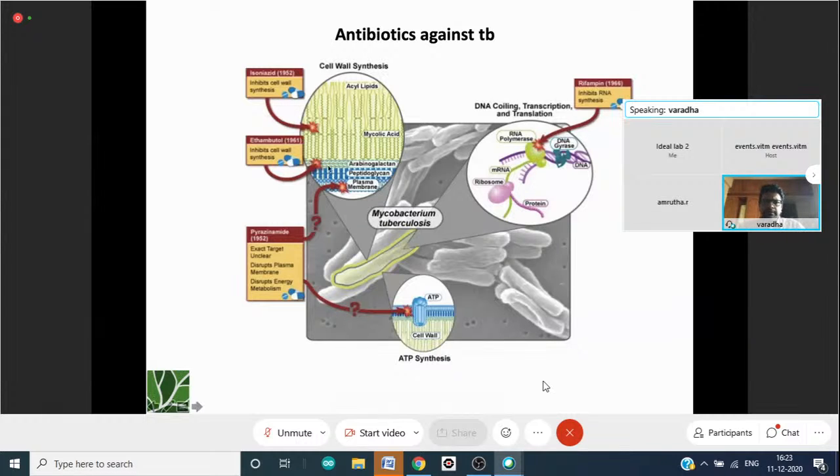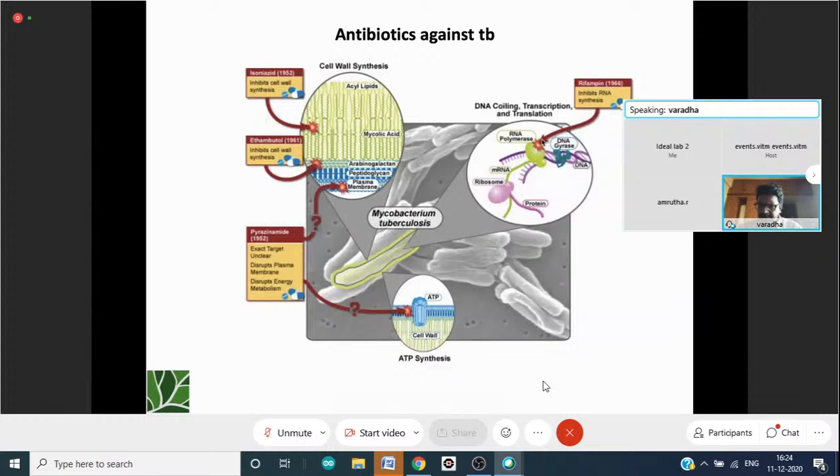So today we have antibiotics that target different types of pathways. We have isoniazid and ethambutol that affect different parts of the cell wall. Then we have rifampicin that inhibits RNA synthesis, and different mechanisms are targeted, and these antibiotics are given in combination. That's very important to understand.